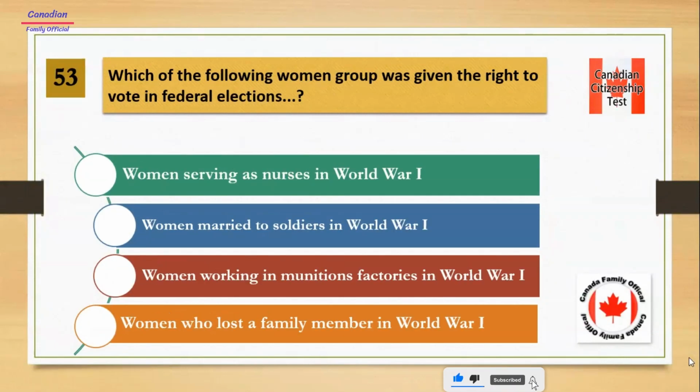Which of the following women's groups was given the right to vote in federal elections? Number 1 Women serving as nurses in World War I. Number 2 Women married to soldiers in World War I. Number 3 Women working in munitions factories in World War I. Number 4 Women who lost a family member in World War I. And the answer is women serving as nurses in World War I.